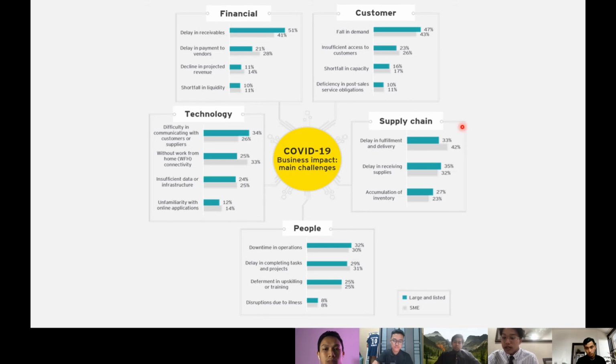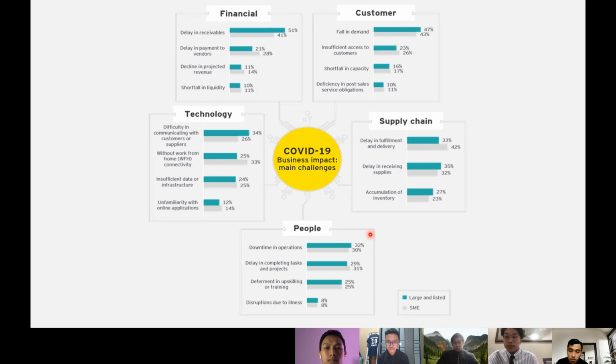The last one is people. 32% of large and listed companies have faced downtime in their operations, while 31% of SMEs have experienced delays in completing tasks and projects. Intervention needed: 38% of SMEs have prioritized applications for wage subsidies, while large and listed companies have placed equal importance on staff upskilling, wage subsidies, and support in internet connectivity and working tools.